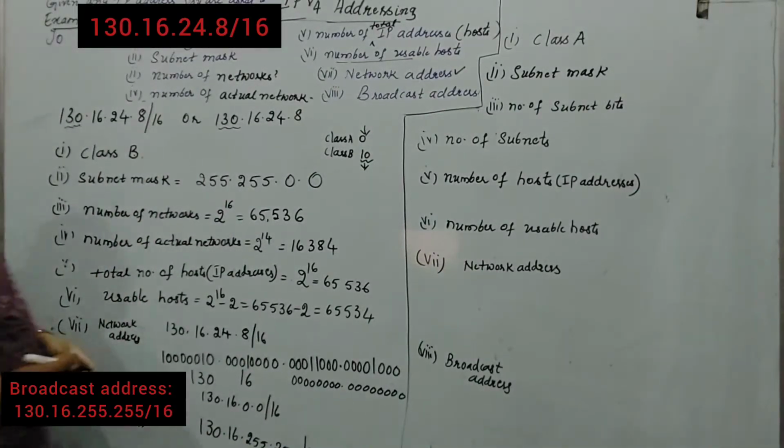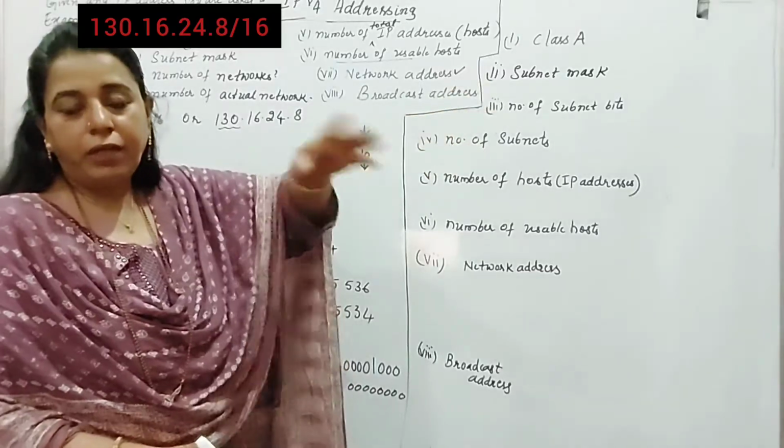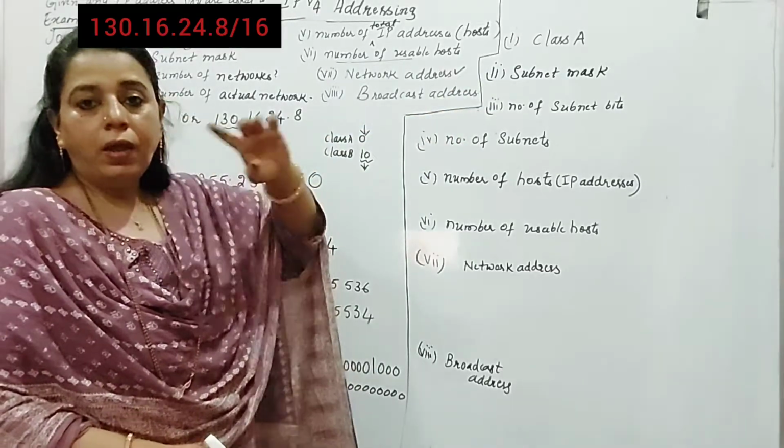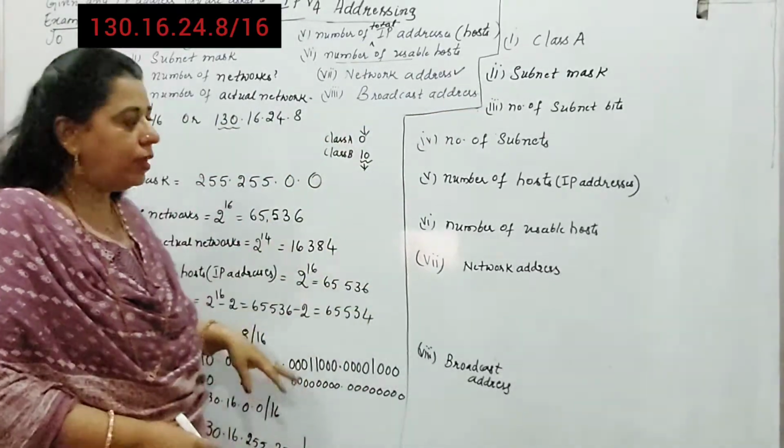Now the same example, if you take it with a different value of prefix here, not 16, because 16 you can easily carry out.